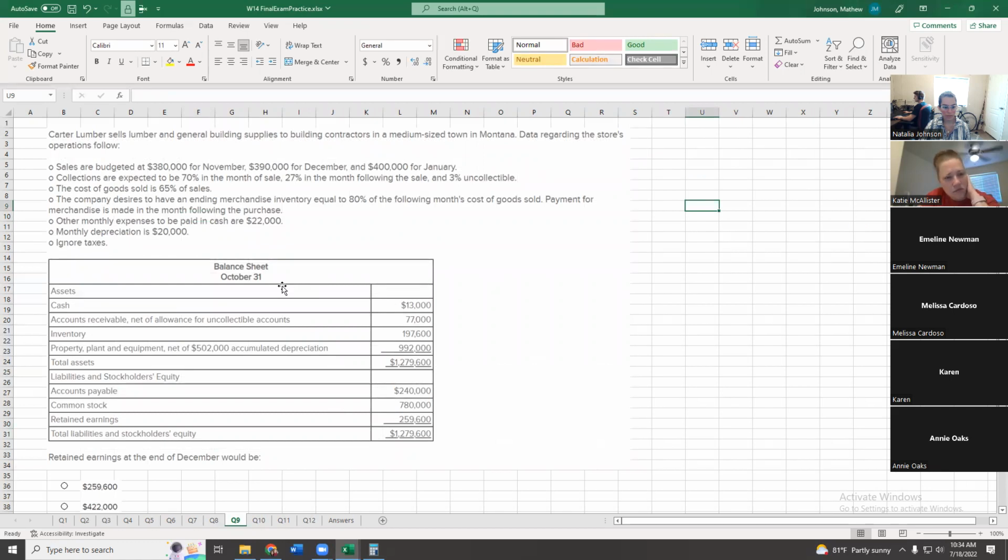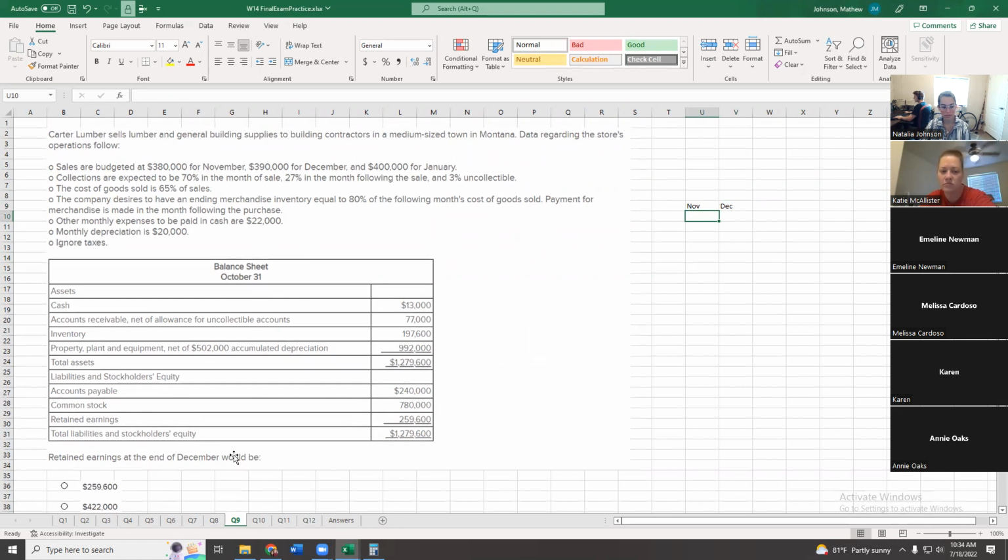So this one, they give you a bunch of information like for the budgets and the balance sheet of October 31st, but they're asking for the retained earnings at the end of December. And because the balance sheet is October, we need to do November and December. The reason that we do this is because they're asking for retained earnings.